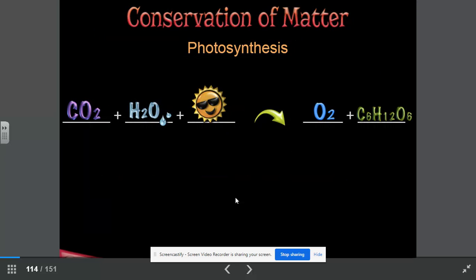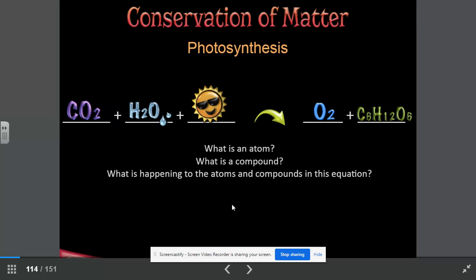So here we go. The conservation of matter. We know in photosynthesis, again, CO2 plus H2O plus sunlight gives us, right? We know we have combined all of these things. These are our reactants. A chemical reaction has occurred. And what do we get? We get oxygen and glucose, right? Here's our glucose. So what is an atom? What is a compound, right? What is happening to the atoms and the compounds in this equation, right? Here's our compound, water. Here's our compound, glucose. Here's our compound, oxygen.